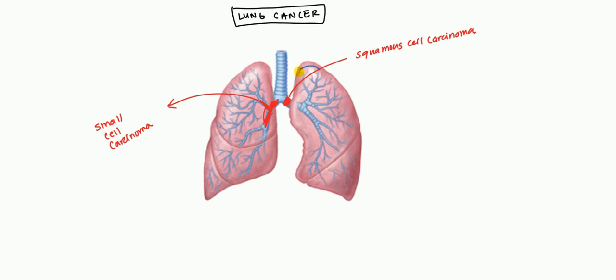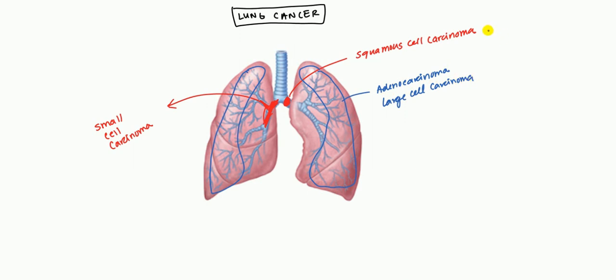If you don't have central, then you can have a peripheral tumor. These are found in the smaller airways, the bronchioles, and I'm highlighting it there. It can also be in the interstitium. What you tend to find there is either adenocarcinoma or large cell carcinoma.